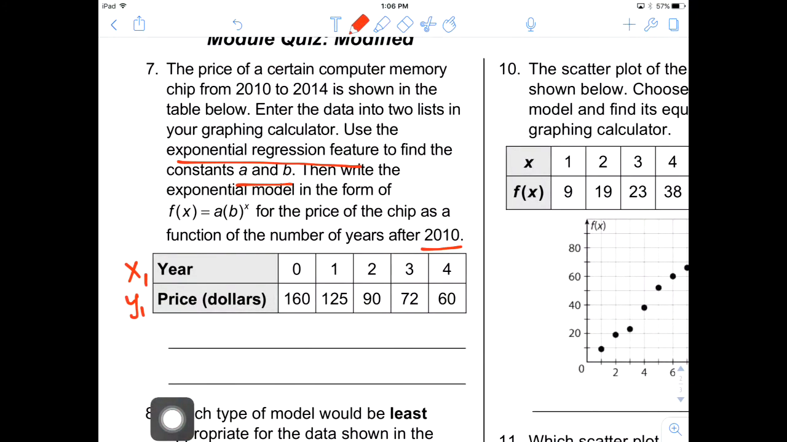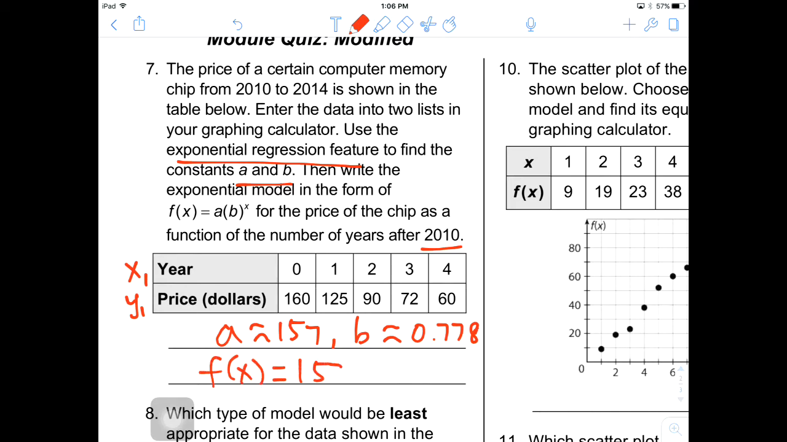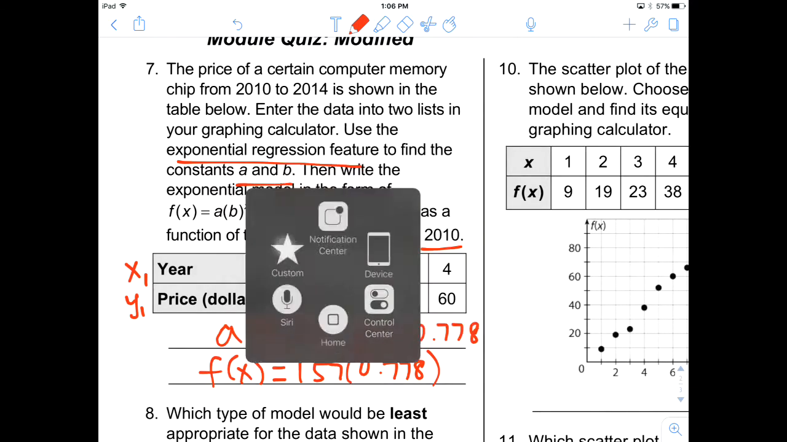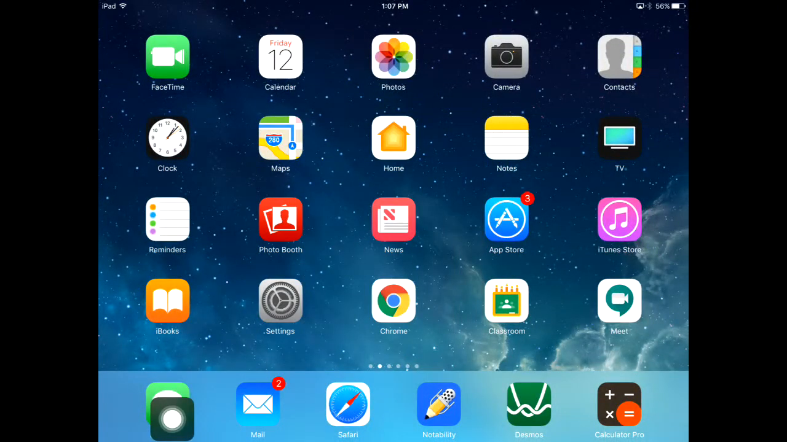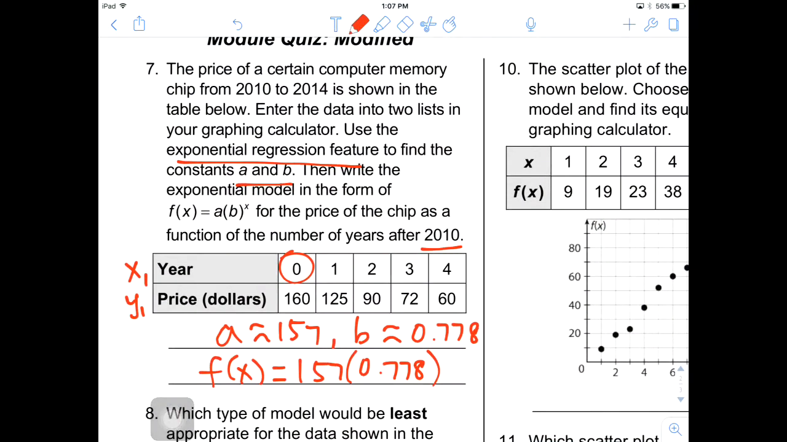So we're going to write down A, the value is approximately 157. B is approximately 0.778, and the function is f of x, put it together, 157 times 0.778 to the x. And one thing I want to point out in the graph is that because the data starts with 0 for x, don't forget that when you are graphing, you need to check that log mode box for the equation. So then you will be able to avoid getting into undefined values. So let's go ahead and move on to number 8.